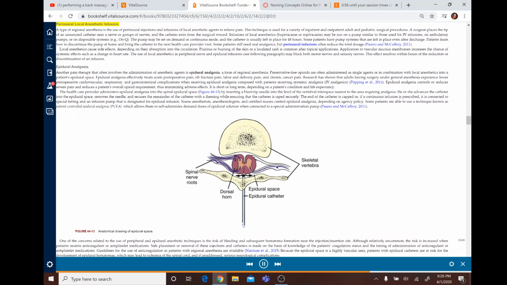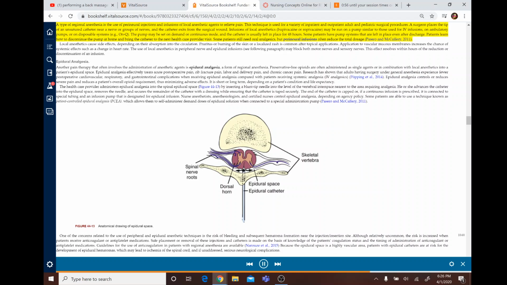Perineural local anesthetic infusion. A type of regional anesthesia is the use of perineural injections and infusions of local anesthetic agents to relieve pain. This technique is used for a variety of inpatient and outpatient adult and pediatric surgical procedures. A surgeon places the tip of an unsutured catheter near a nerve or groups of nerves, and the catheter exits from the surgical wound. Infusions of local anesthetics, bupivacaine or ropivacaine, may be run on a pump similar to those used for IV infusions, on ambulatory pumps, or on disposable systems, for example, On-Q.